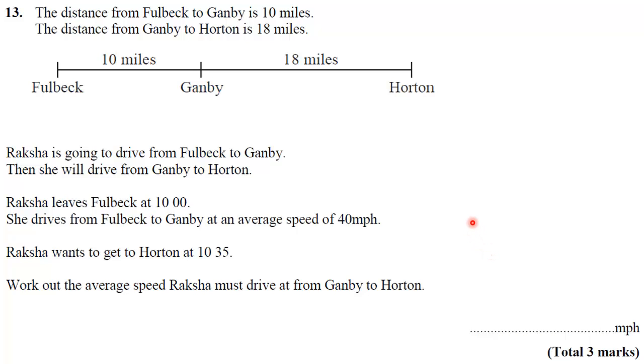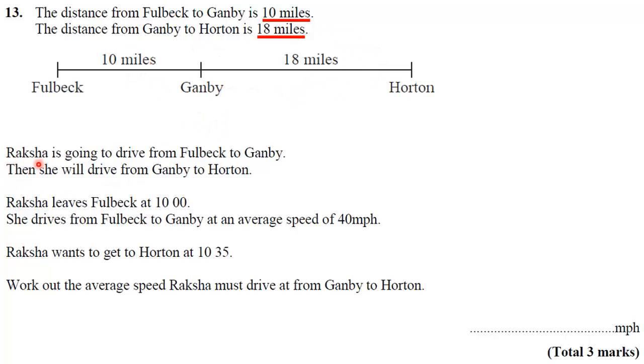Okay, this is a very wordy question, and let's just go through it. The distance from Fulbeck to Ganby is 10 miles. The distance from Ganby to Hawthorne is 18 miles. The question has given us this sort of line, this timeline, this picture, right? And I suggest that we use it to present our answer as well.